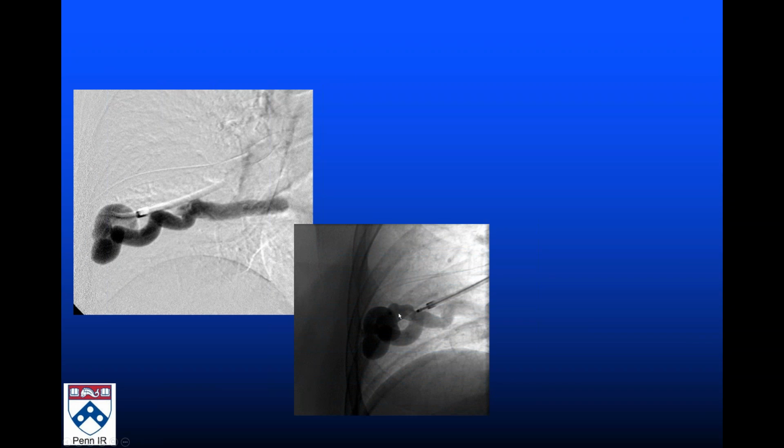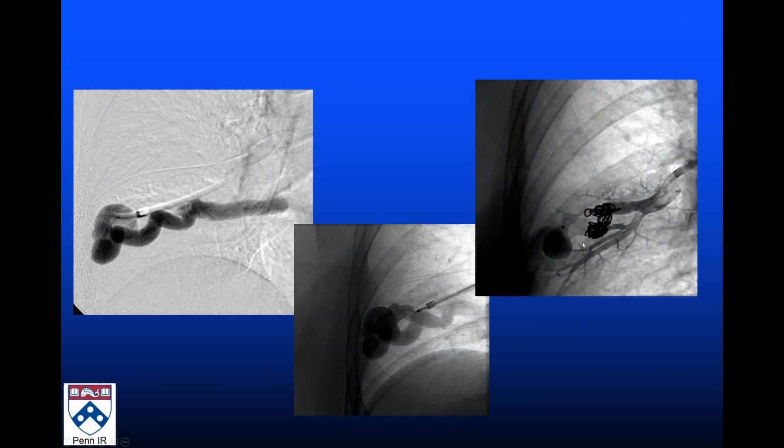Here's another example. We can see that the catheter has been put right in the neck of the PAVM here in the feeding artery. Here's that sac and here's the draining vein. Here's the plug still attached to the catheter and some coils. The platinum has a high atomic number, so it shows up as black to an X-ray.